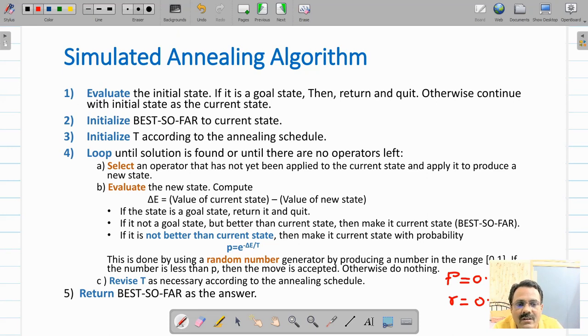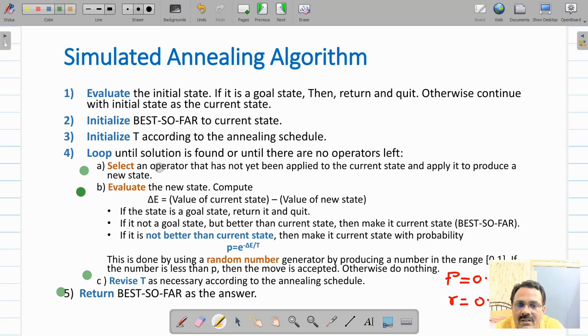So you can control p by temperature as well as with this random number generator, selection of move. Then revise the annealing schedule, that is, revise this parameter t according to some annealing schedule. Finally, return the best so far as a result. If you are satisfied with the solution, then return that as a solution. Otherwise, continue until a solution is found. So you will be repeating steps A, B and C continuously.